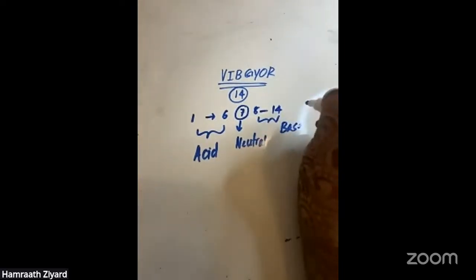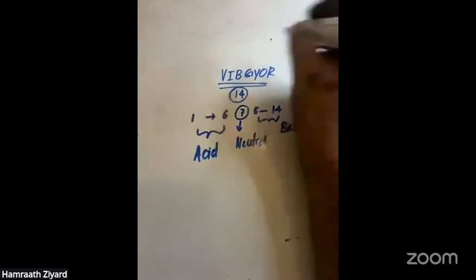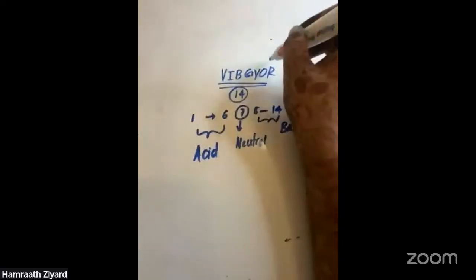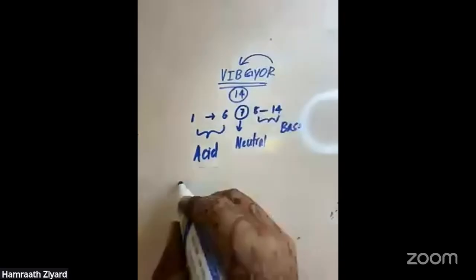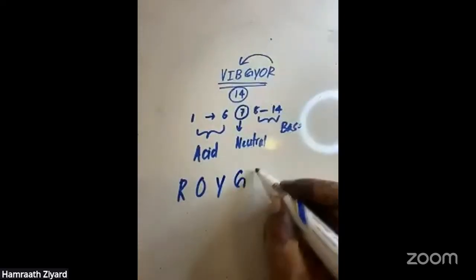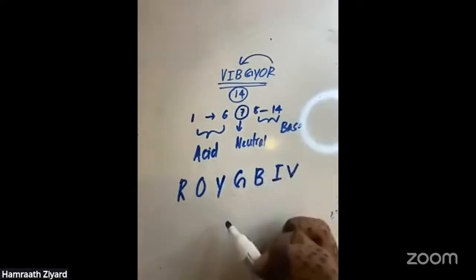So they will have the numbers. Those numbers will show you that they are bases. So always remember, if I'm talking about the Vibgyor, look at the color value. If I talk about the Vibgyor, I have to put it the other way around. Let's say red, orange, yellow, green, blue, indigo, violet. Let me put it this way.